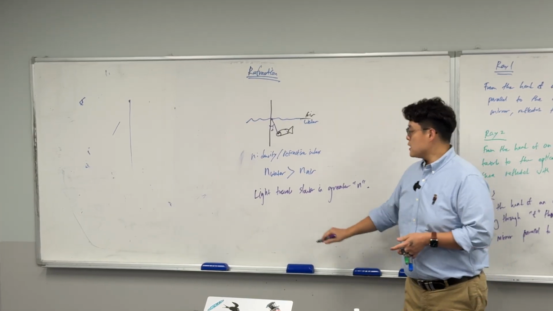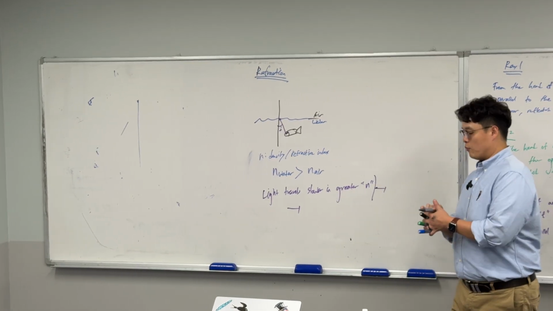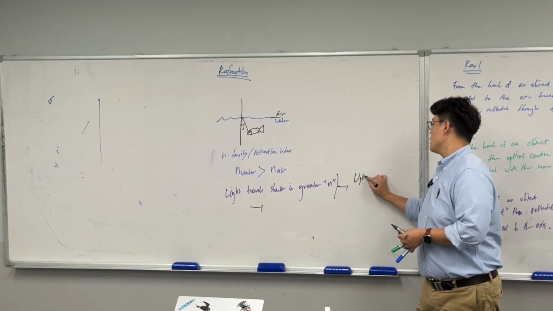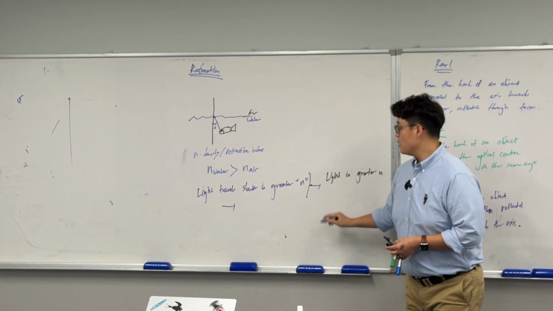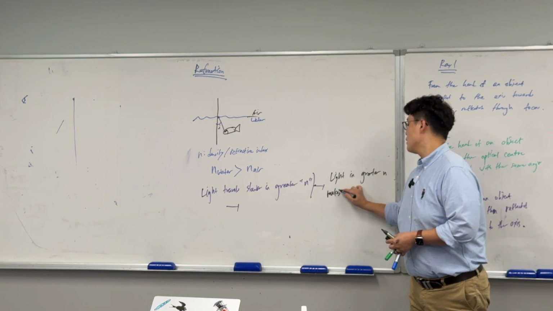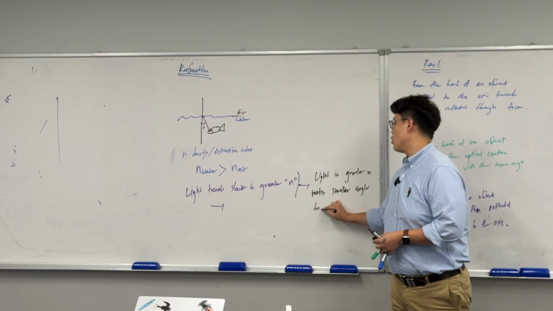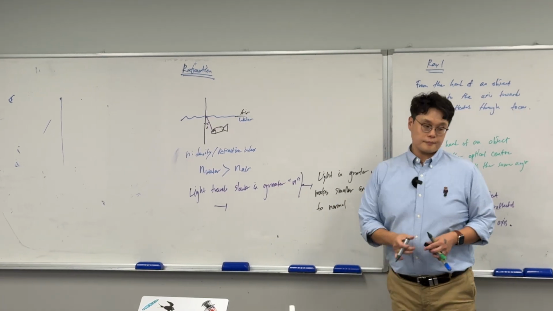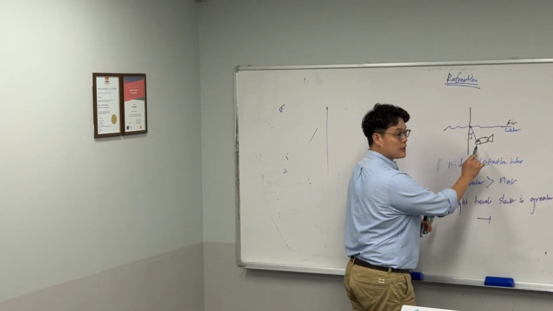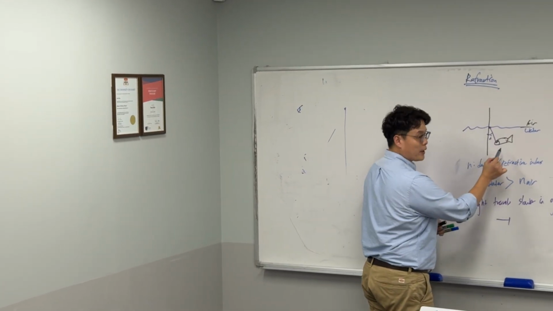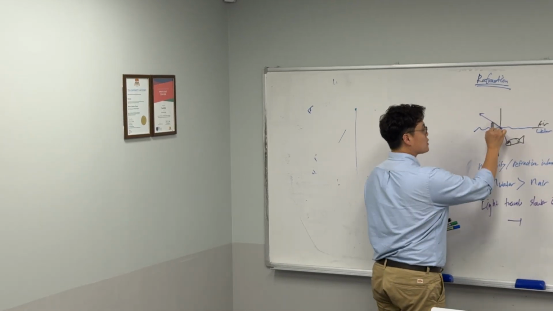And here's what happens. This means you can rewrite it as light in greater, the bigger N, makes the smaller angle to the normal. What I mean by that is the light coming from the fish in the water gets refracted in the air, and goes like this. That's the ray.